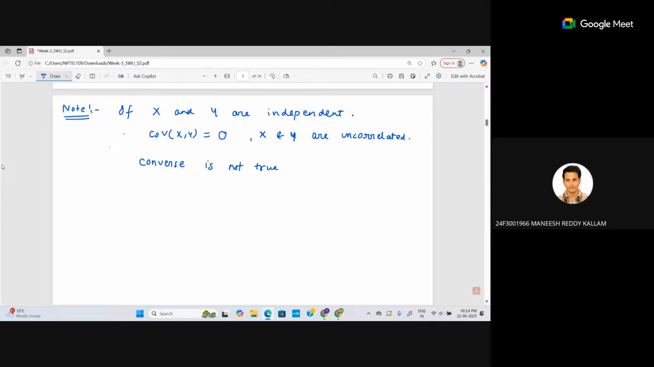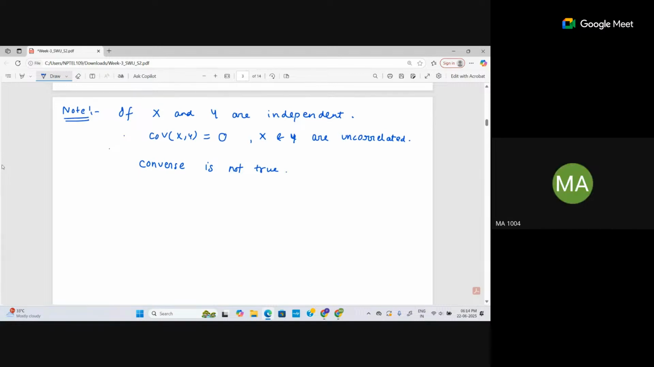Ma'am, could you repeat the last statement once again? Yeah, so if you have two variables x and y which are independent, you know this information that x and y are independent random variables. So in that case, you can say that the covariance between x and y will be 0. And covariance is 0, which means that x and y are uncorrelated. But if you are given that the covariance between x and y is 0, then you cannot say that x and y are independent. You can only say that x and y are uncorrelated. The converse of this statement is not true.